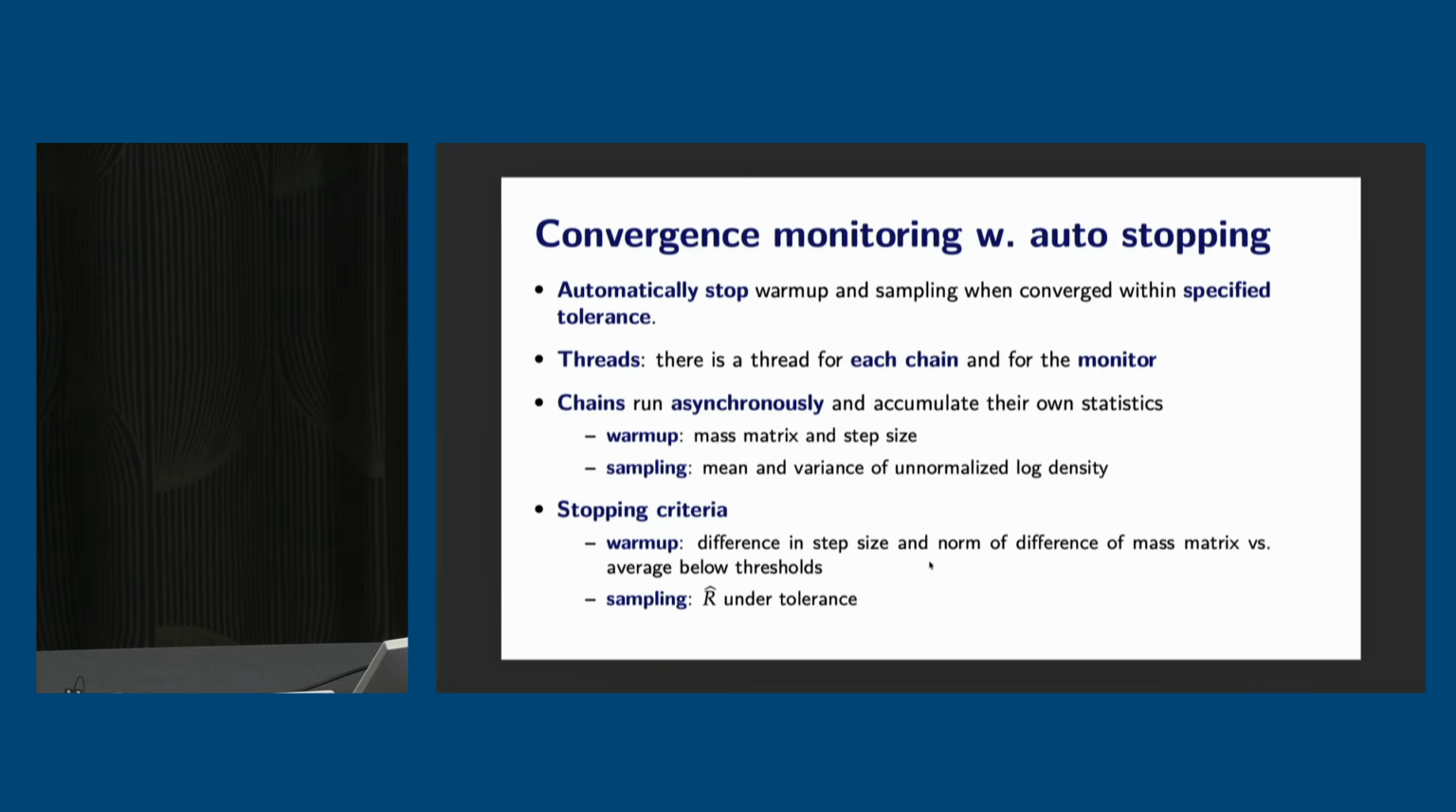Right, we're running a bunch of parallel Markov chains. We're running them asynchronously. Each one runs in its own thread at its own pace. They're not synchronized in any way. What they're doing is each one of these chains is accumulating statistics. During warm-up, you're looking at the mass matrix that's getting estimated and the step size that's getting estimated. And during sampling, you're accumulating the mean and the variance of the unnormalized log density. Right? The stopping criterion for warm-up is going to be when the difference in the step size and the norm versus the average, the geometric average in this case, is below some threshold. So you set a threshold for R hat and say, stop sampling when all of these chains have gotten R hat below a particular number.